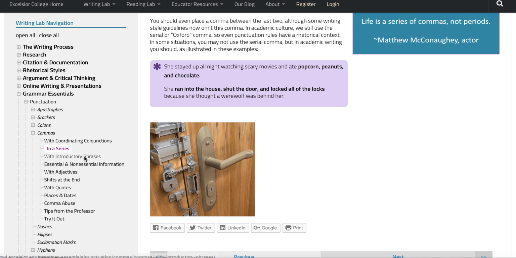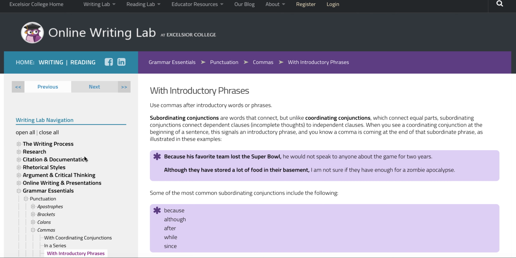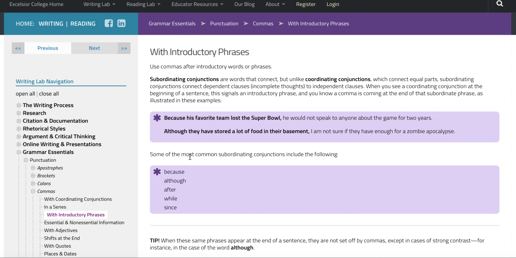Now, the third rule is one that my students, I would say, struggle with the most, and this is using commas after introductory words or phrases. What this means is that when you have an introductory phrase or a dependent clause that begins with a subordinating conjunction, words like because, although, after, since, when, those start your sentence, you're going to put a comma after those introductory phrases before you get to the main clause.